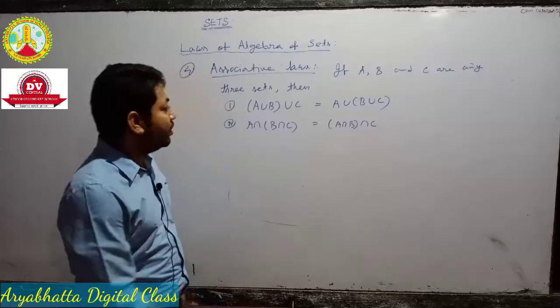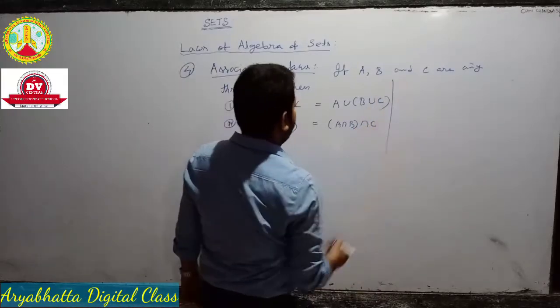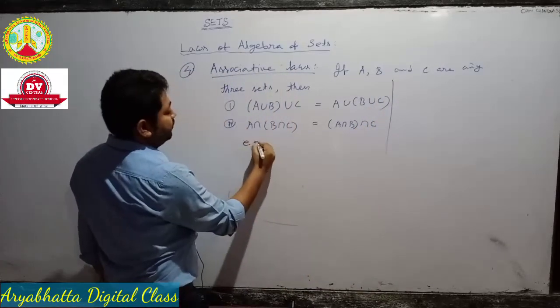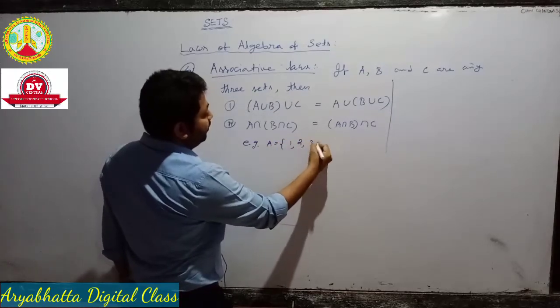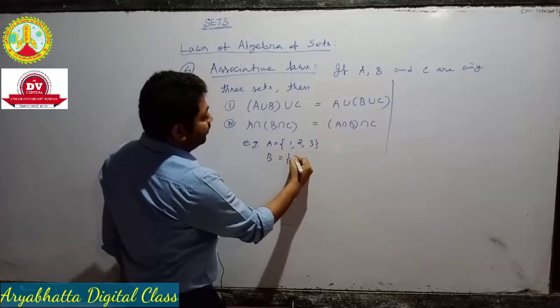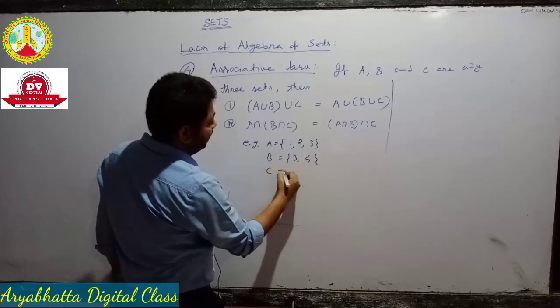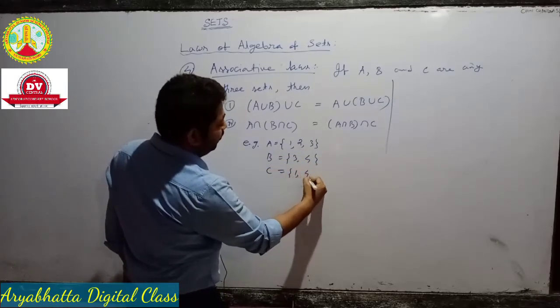For example, A is equal to {1, 2, 3}, B is equal to {3, 4}, and C is equal to {1, 4, 7}.